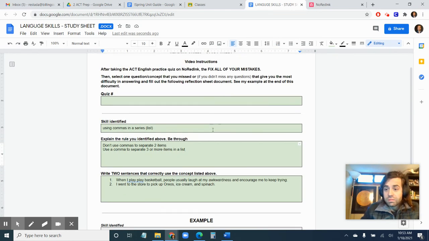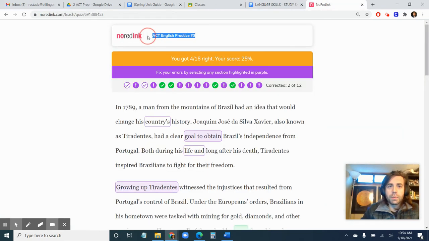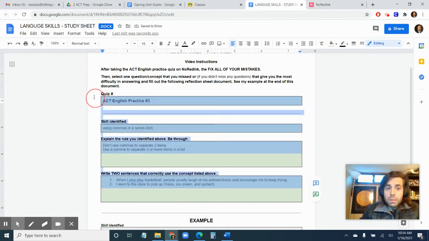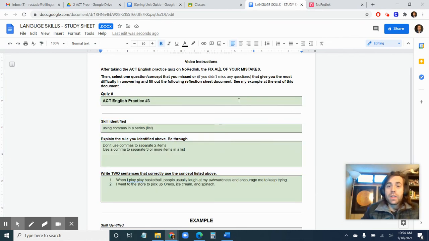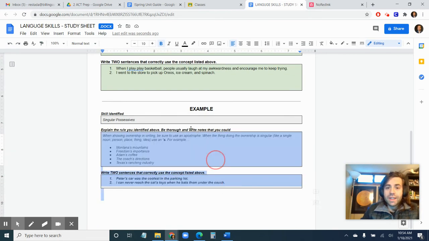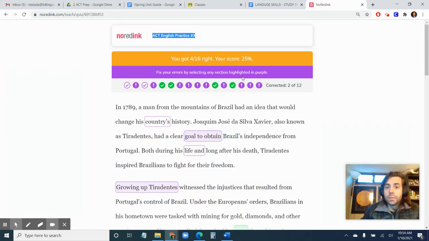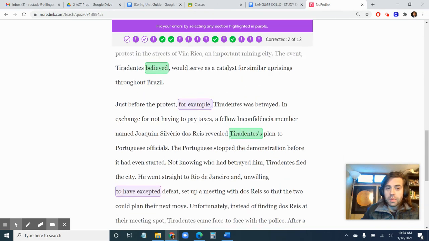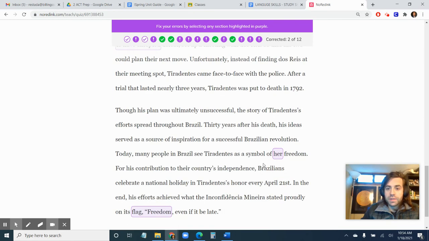And that's it. I would put my quiz number in here. To do that, I might just copy and paste that up there. And that's all I need to do. My goal is to identify and practice one rule that is a grammar rule on the ACT. And that's what I'm going to submit. Notice that I do have an example down here. And then I would continue on. I have to go through and correct all of these other purple examples that I missed.